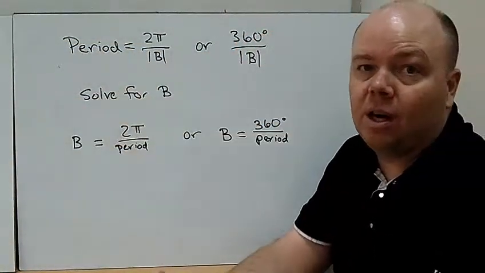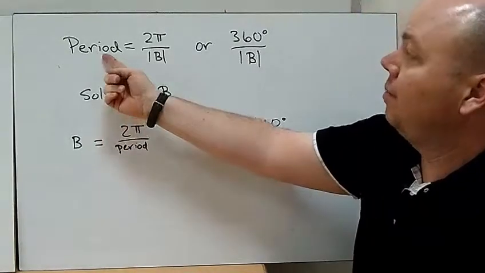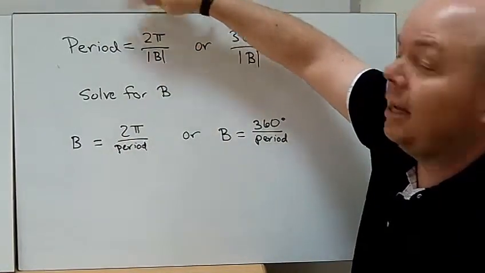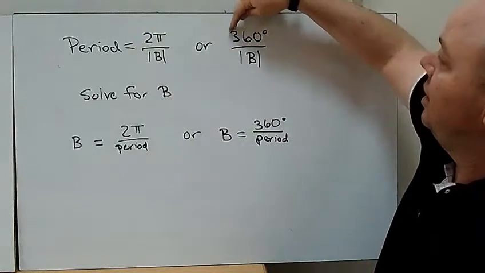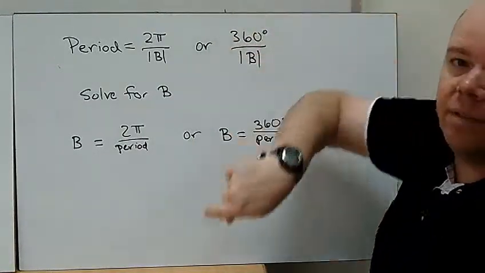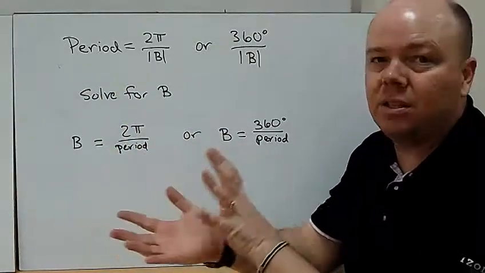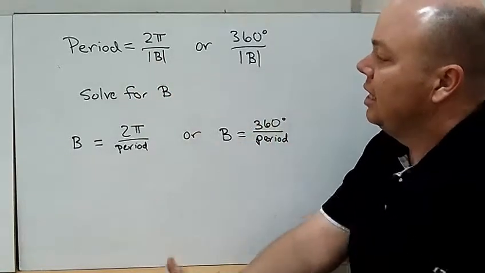These are a couple of formulas to help make sure you remember how the period and b are related to each other. The period is equal to 2 pi radians divided by the absolute value of b. Or, if you're in degrees, it's 360 degrees divided by the absolute value of b. Period has to be a positive number, so it's a positive measure. So we divide by the absolute value of b.